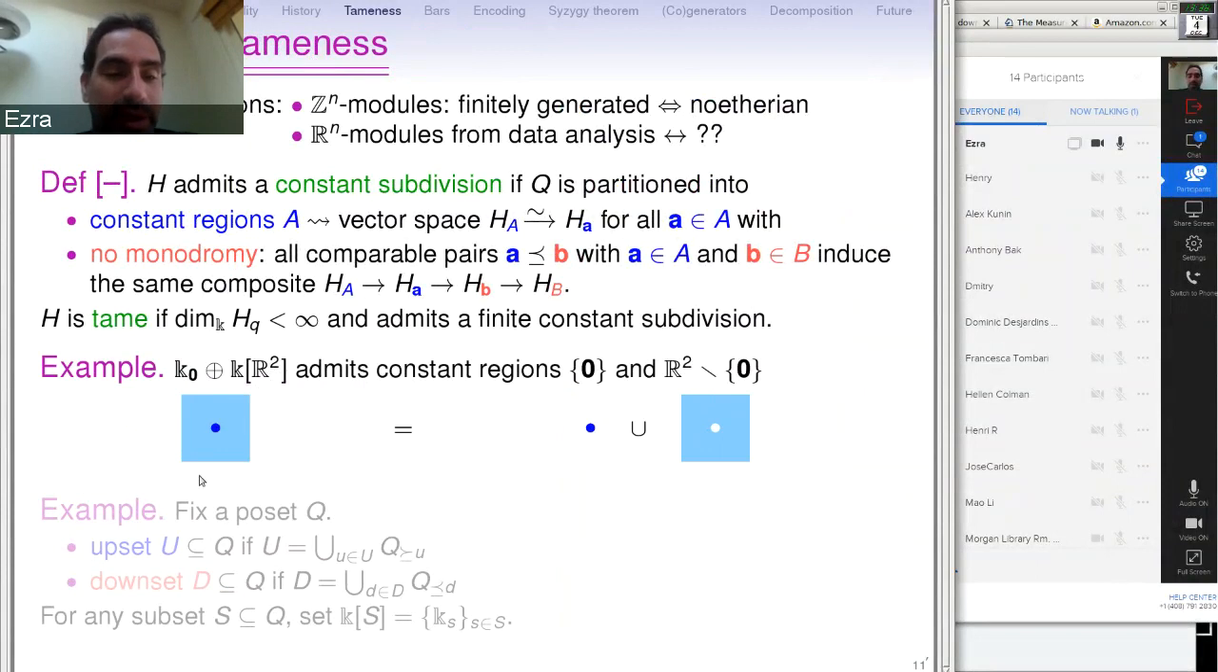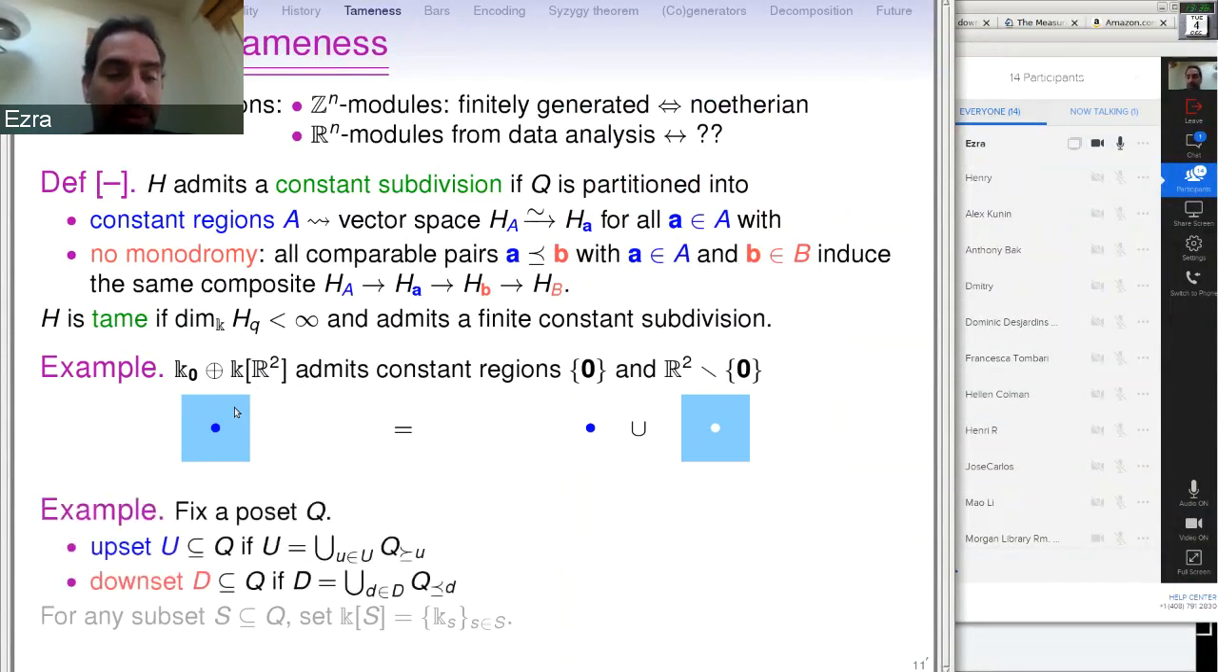Note that the map from the vector space over here to the vector space over here is an isomorphism from k to k, even though you could go from k to k^2 to k. The induced map from k to k is still just the identity map.